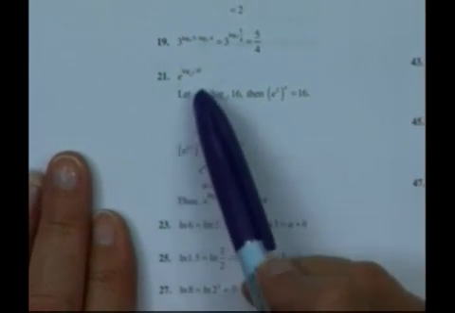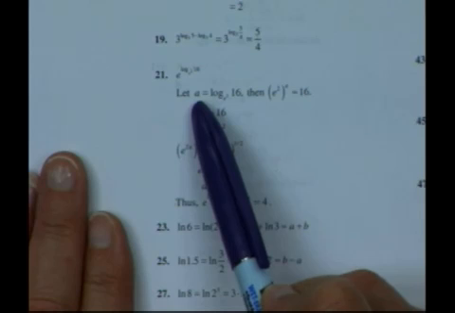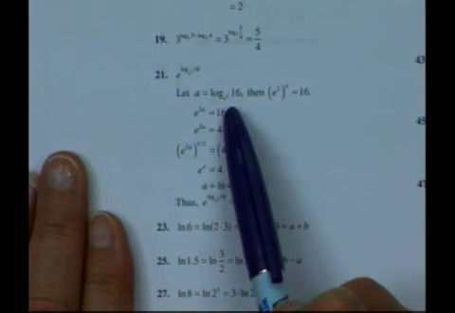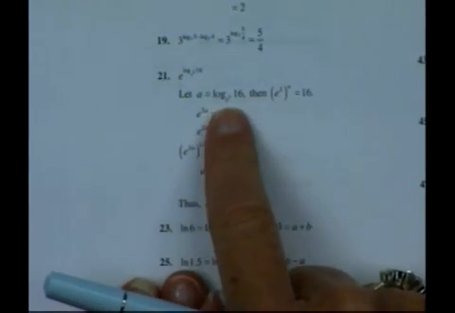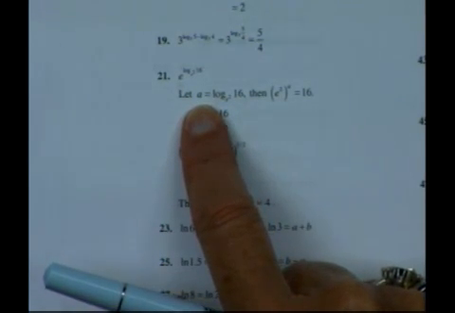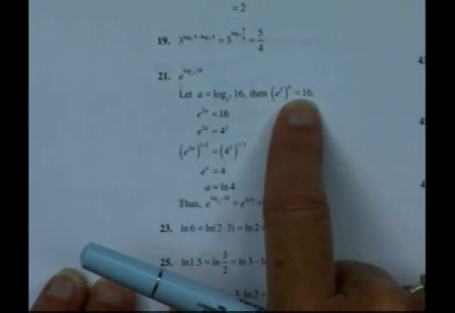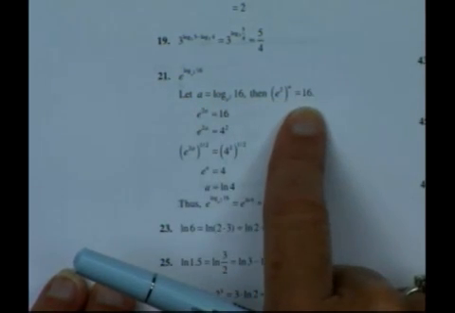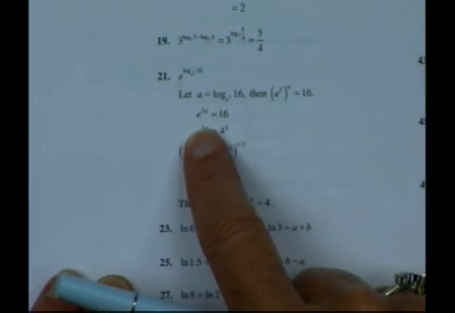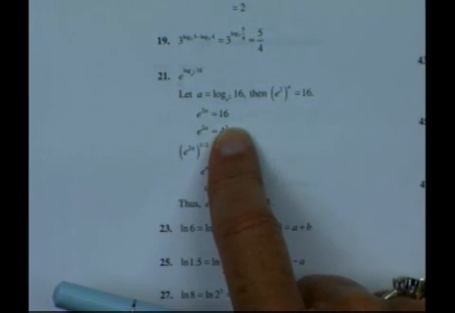They say, let's make the exponent here the letter a. So they make a little substitution for a. They could have let it be anything they wanted to, they just called it an a. And they went from logarithmic form to exponential form. So that's e squared to the a equals 16. Then using power of a power, you get e to the 2a equals 16. This is in the solutions manual that you got with the book.